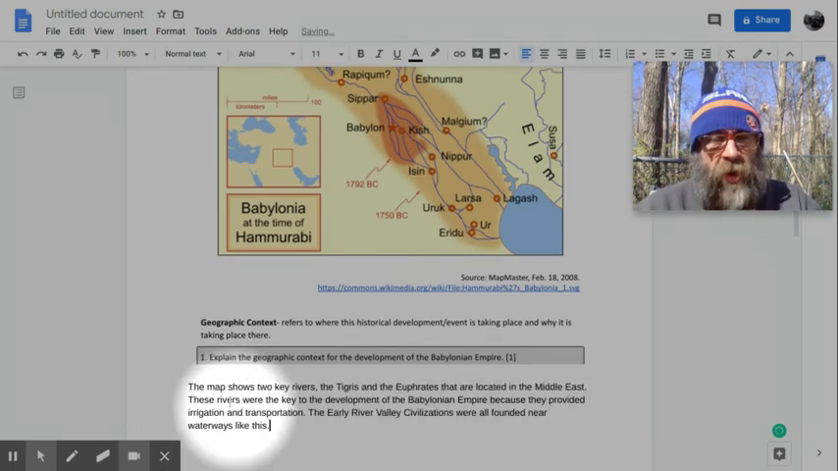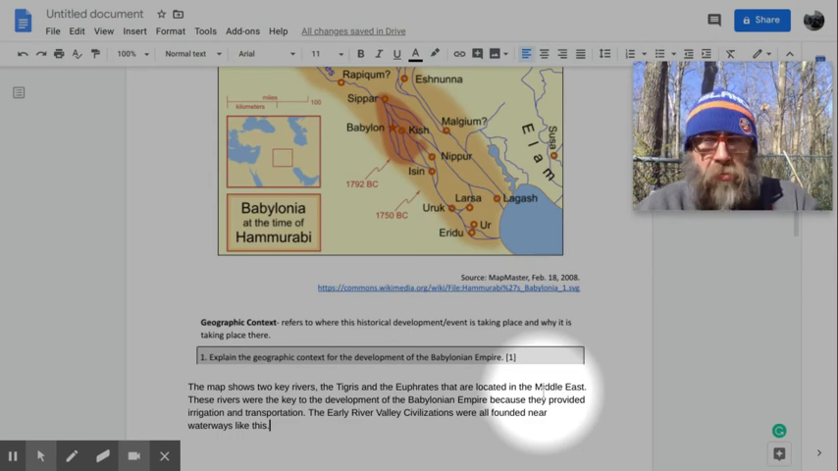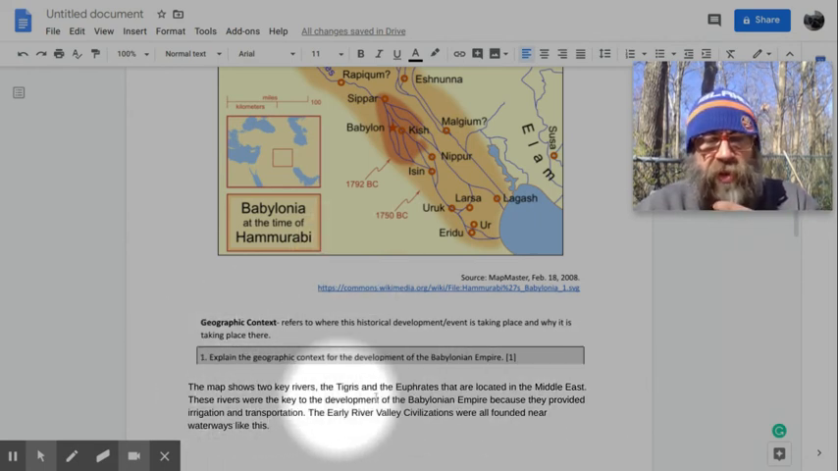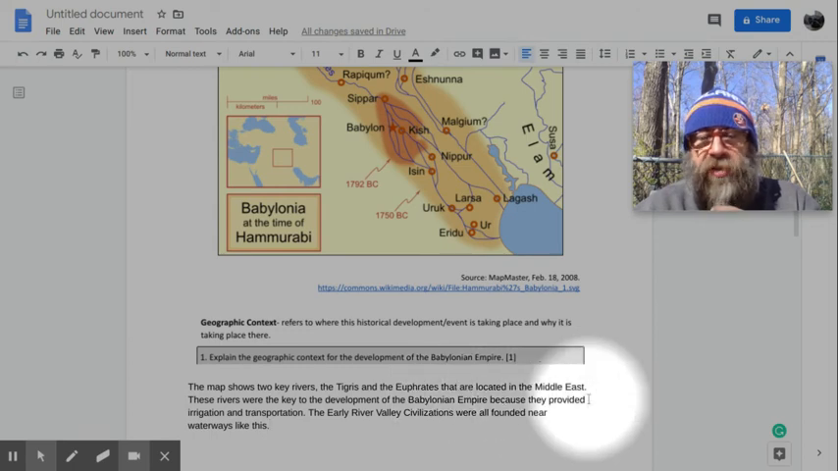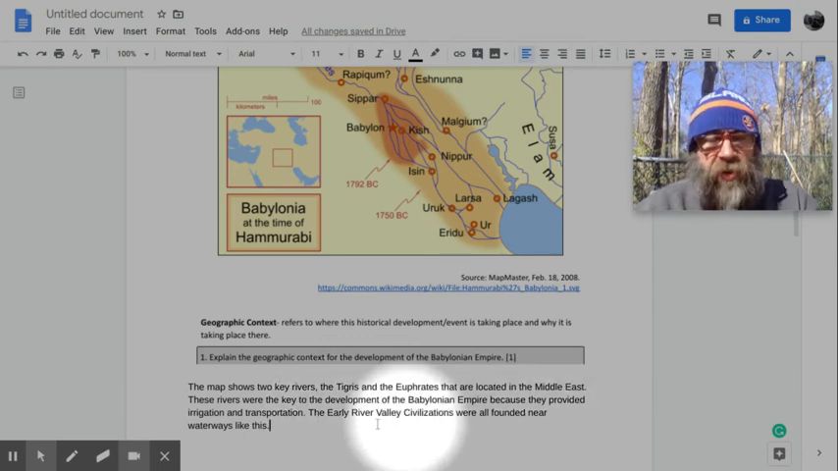This is what I previously wrote up just to save a little time. The map shows two key rivers, Tigris and the Euphrates, that are located in the Middle East. It's all kind of right there. A little outside information: it doesn't really say Middle East, so that's a piece of outside information. These rivers were the key to the development of the Babylonian Empire because they provided irrigation and transportation. The early river valley civilizations were founded near waterways like this. Just a simple explanation, okay?